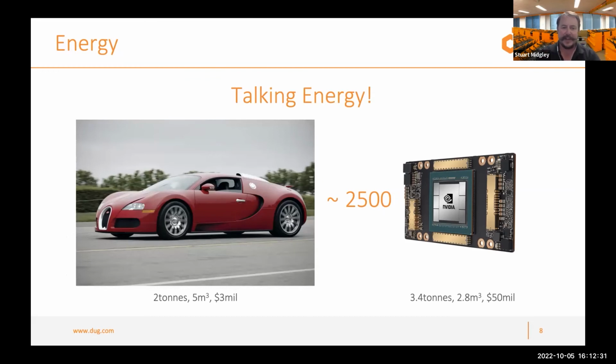So on the left, we have a Bugatti Veyron. This is a supercar from about 2015, weighs about 2 tons, takes about 5 cubic meters, costs about 3 million Australian dollars to buy. But more importantly, it's 1,000 horsepower or about 800 kilowatts of energy. To put that into perspective, that's about 2,500 A100s. Now, if you took 2,500 A100s, it would weigh about 3.4 tons, stacked up one on top of the other in a space, it'd be about 2.8 cubic meters and cost you about $50 million. So you can have a Bugatti Veyron, or you can have a high performance computing facility.